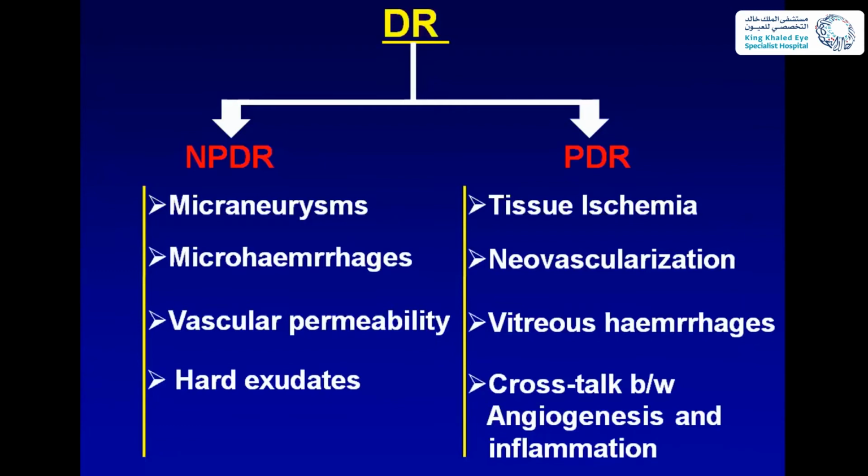It is easy to understand that the retinopathy, because of diabetes, is a problem in the vascular system, in the capillaries and blood vessels. It will be microaneurysm, microhemorrhages, vascular permeability, and hard exudate. That's fine. And in NPDR, if it reaches an advanced stage, continuous damage to the retina leads to tissue ischemia, then neovascularization, vitreous hemorrhages, and now the problem is between angiogenesis and inflammation.